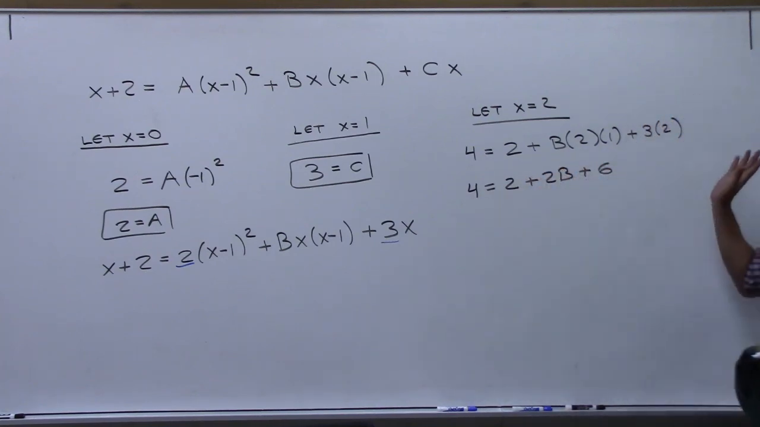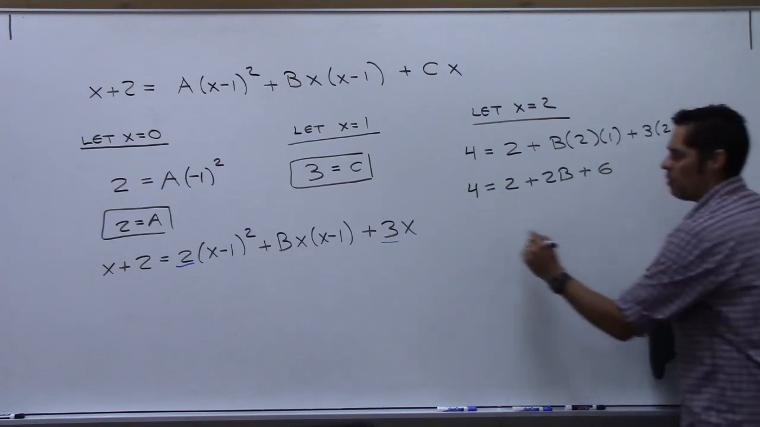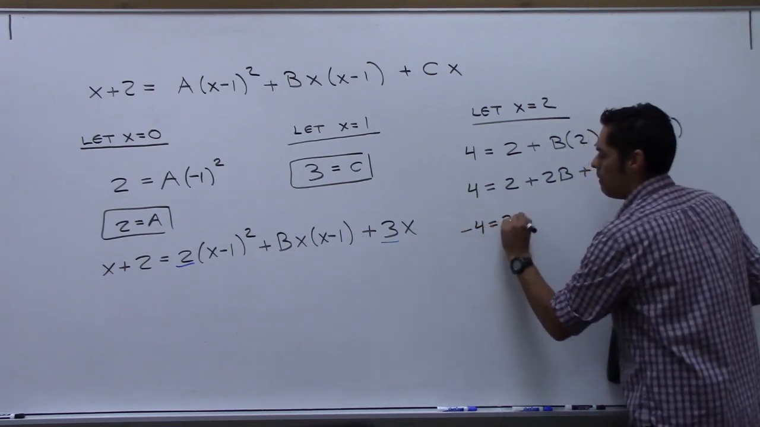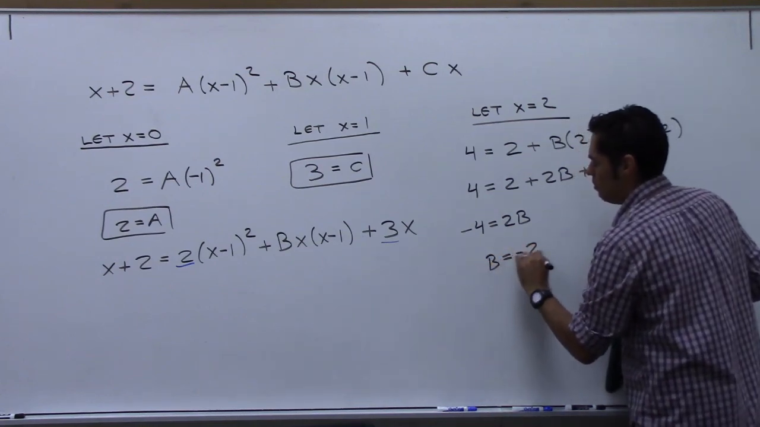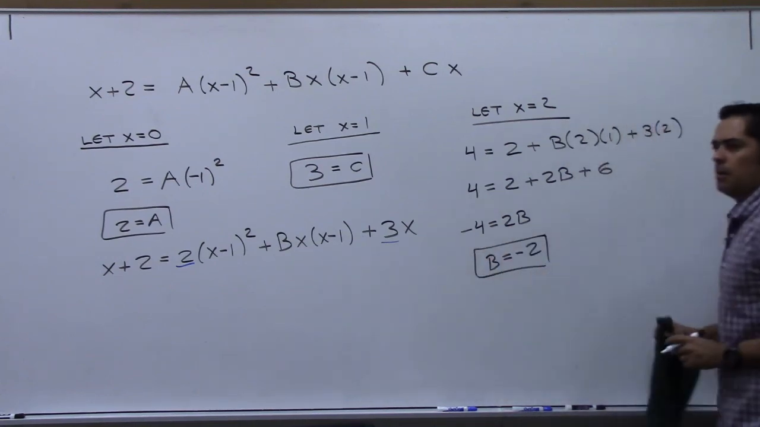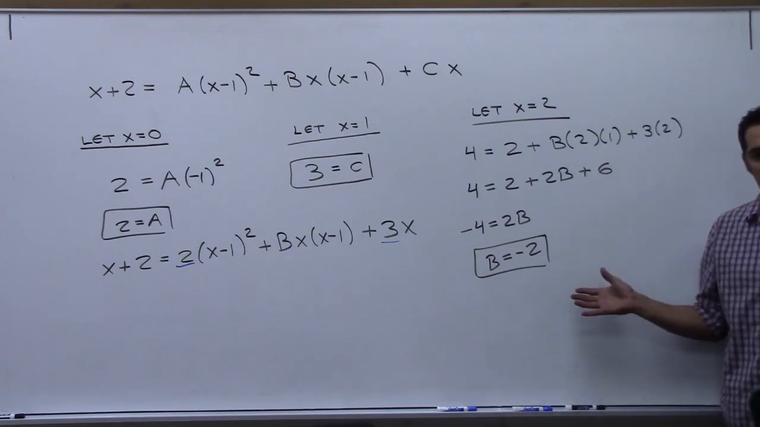Move all your numbers to the other side. 2b equals -4. And that means b is -2. So that was a little different version of the shortcut, wasn't it?